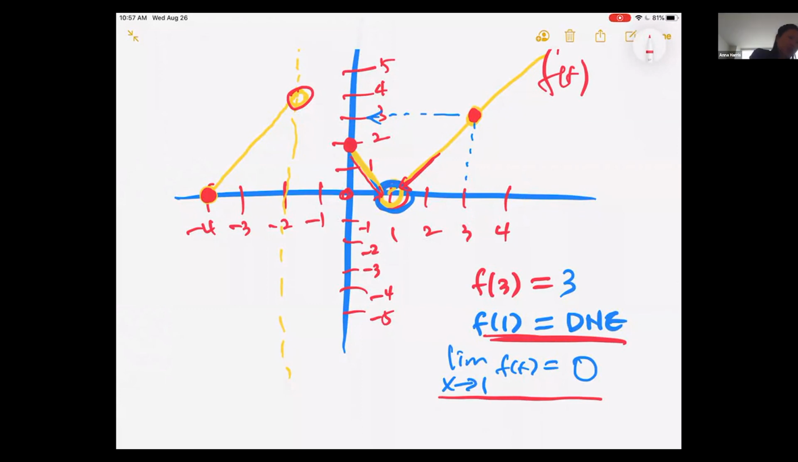All right, I'm gonna do another one. Okay, let's look at another one. I want you to tell me what is f of -4 equal to? What's my value, f of -4? Somebody tell me.